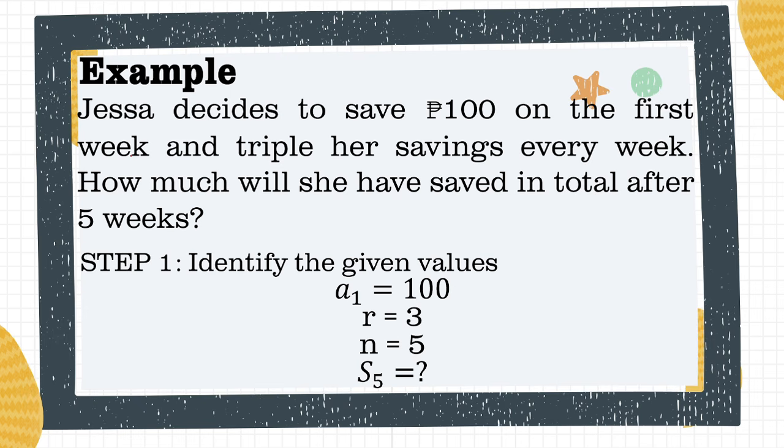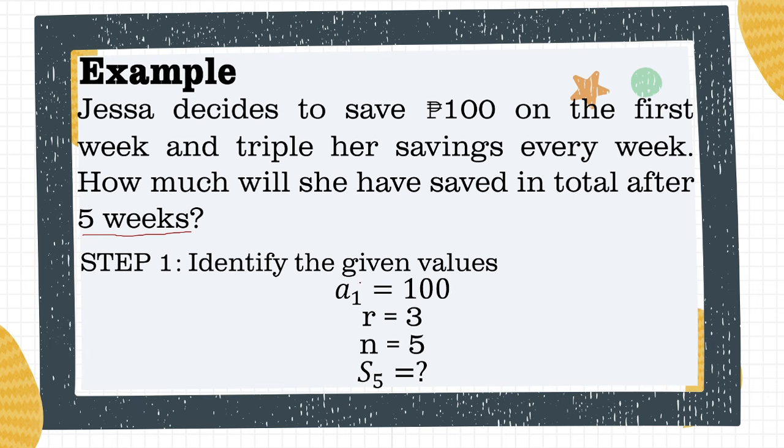So now Jessa decides to save 100 pesos in the first week and triple her savings every week. How much will she have saved in total after 5 weeks? The first step is to identify the given values. Let's determine first the a of 1, the r, the n, and the S of n, which is the fifth term, since we are finding the total after 5 weeks.